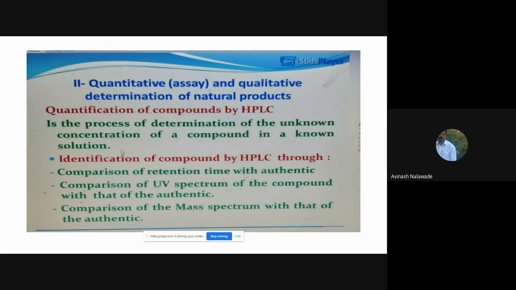Then we can also do quantitative and qualitative determination of the natural product, that is quantification of the compound by HPLC and then identification of the compound by HPLC. Okay. आपण काय करतो in the process of determination of the unknown concentration of the compound in the known solution. Particularly काय करतो comparison of the retention time with the authentic.